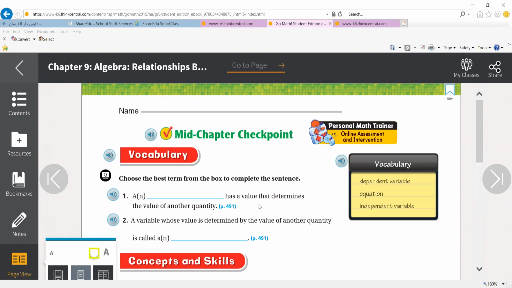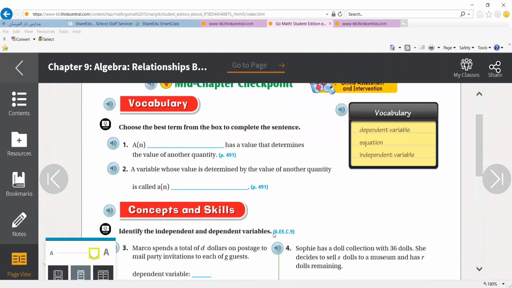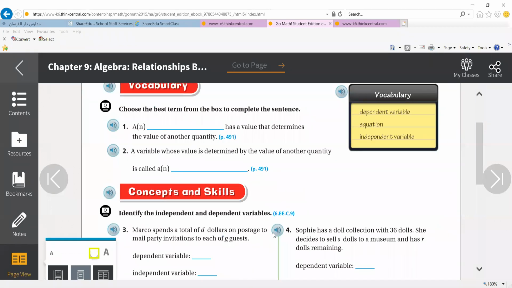The first one: what has a value that determines the value of another quantity? Which is responsible to know the value of another quantity? What is the main responsible? It is the independent variable. Write down there, independent variable. Second one, write down dependent variable.